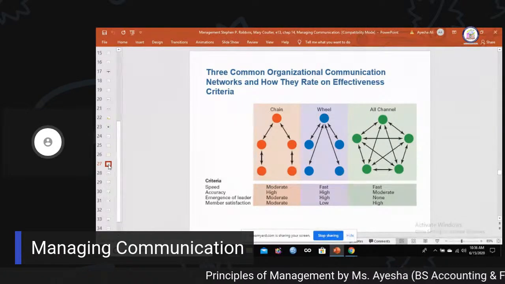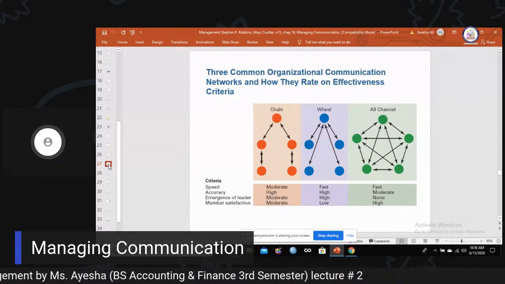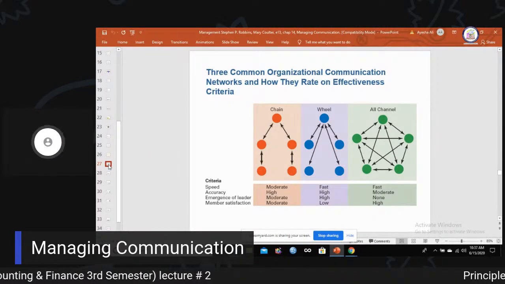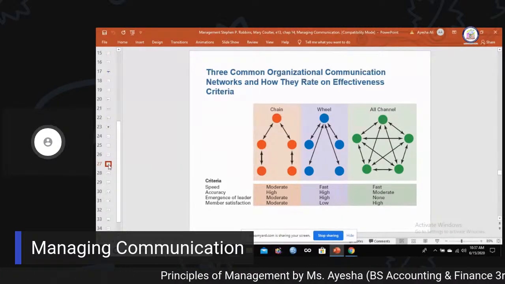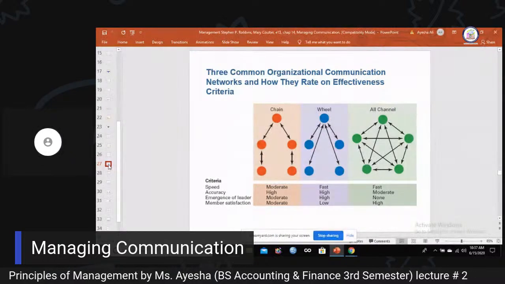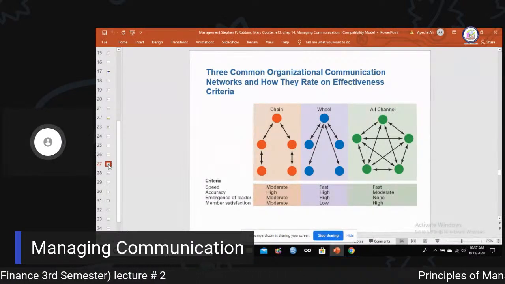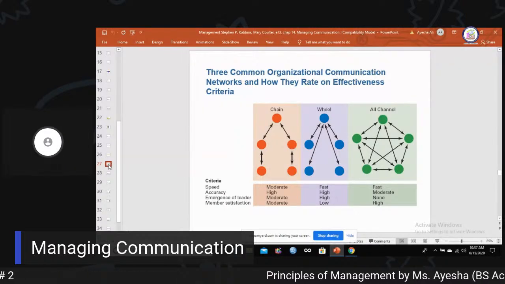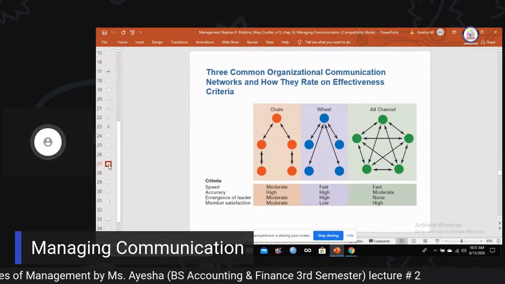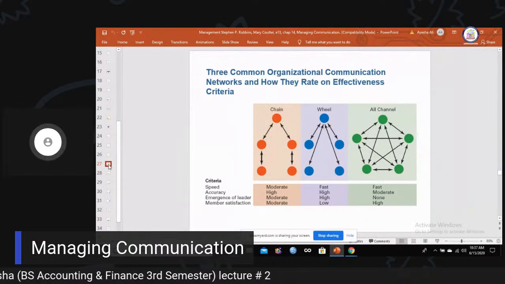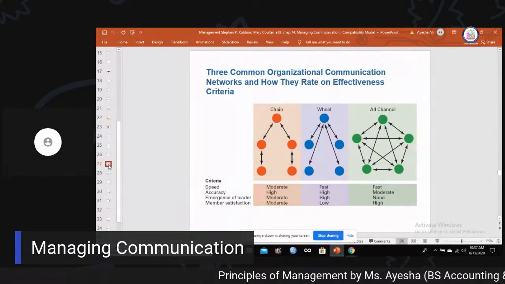Then we have wheel. In wheel we have high accuracy because the boss is directly approaching everyone, so we get the message directly from the managers or executives. Then in the all channel network it is moderate, because everyone is approaching everybody. Any sender can approach any receiver, so it's free flow communication. The accuracy is moderate because there is a chance of miscommunication and confusion.